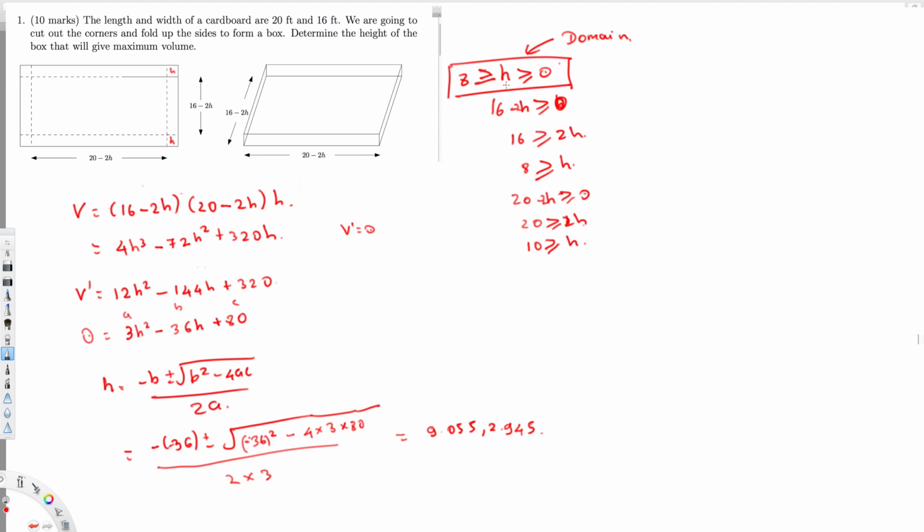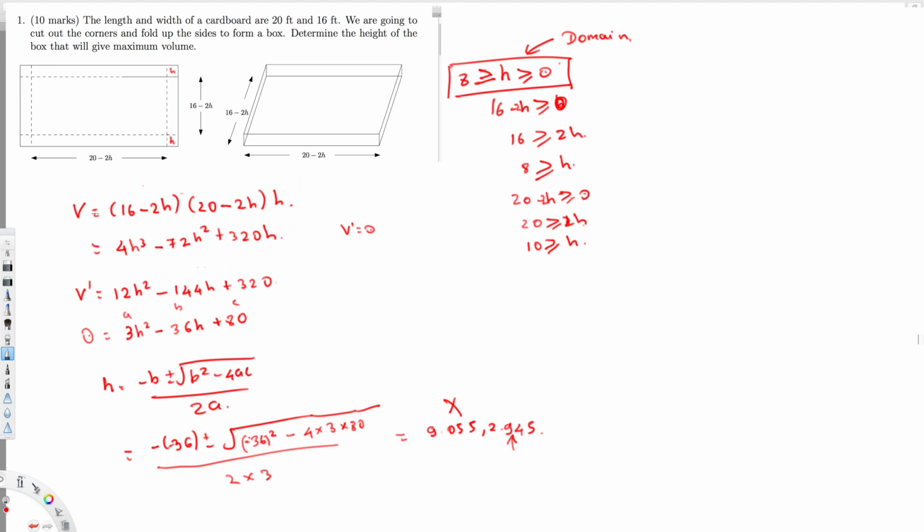So let's check whether these two values are in the domain. Since h should be less than 8, we can't have 9.055 because it's greater than 8. Therefore, we can't take this. So this is not a critical number, but this is going to be a critical number. Now let's check whether it is an absolute minimum or absolute maximum, because we also have to check the endpoints, right? These are the domain endpoints, 8 and 0.